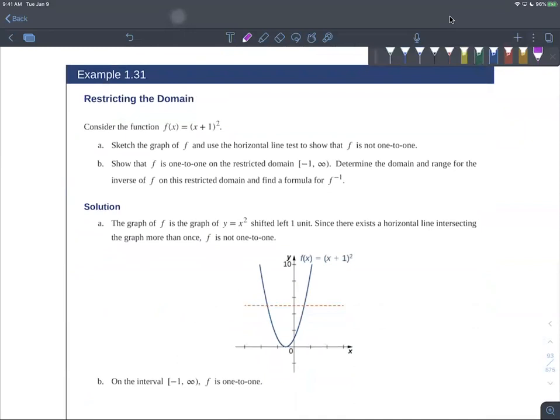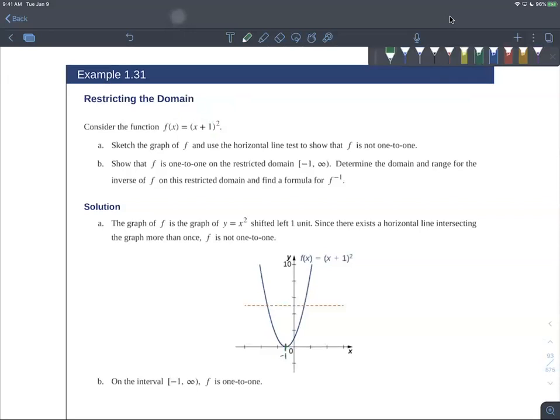Consider the function f of x equals x plus 1 squared. Sketch the graph of f and use the horizontal line test to show that f is not 1-to-1. Okay, and this is a pre-calculus topic. So this is just a parabola shifted to the left 1 unit, and that's exactly what we see. This is at -1. So you can draw a lot of horizontal lines that would intersect more than once. So we can see that f is not 1-to-1.